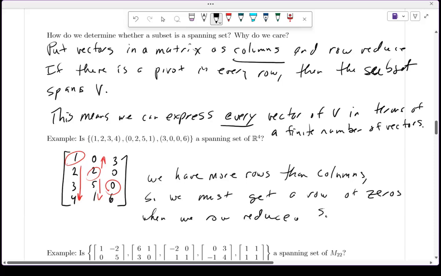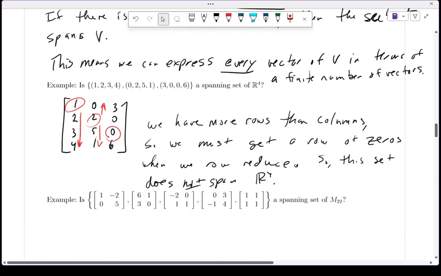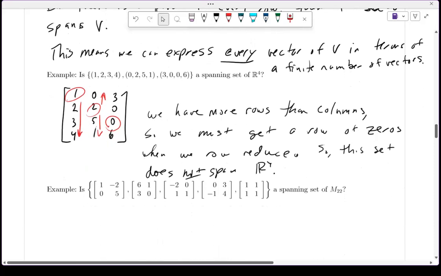Okay. So it's not possible. The set does not span R4. Okay. So if you run out of room, you know automatically that it's not going to span.